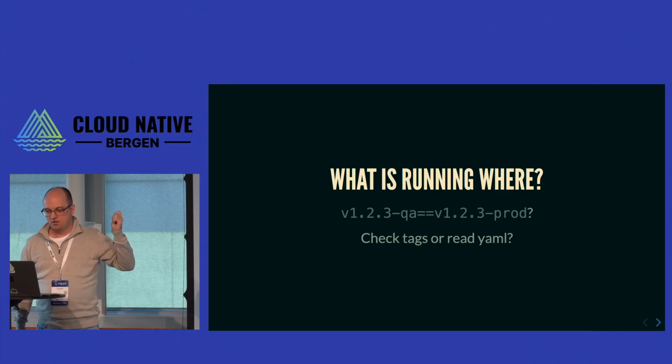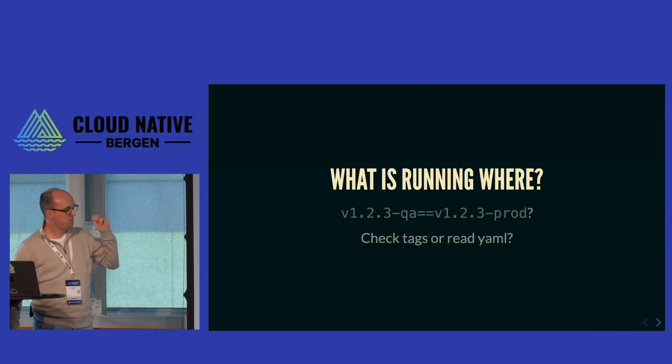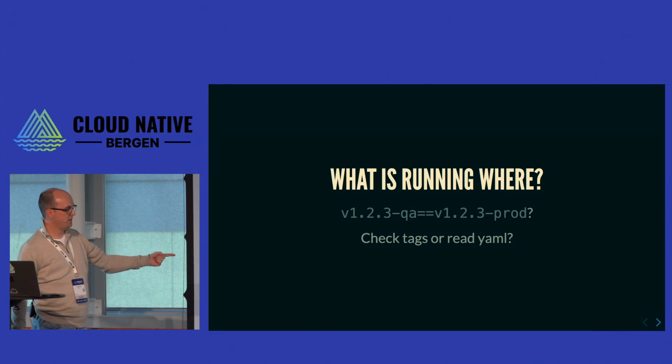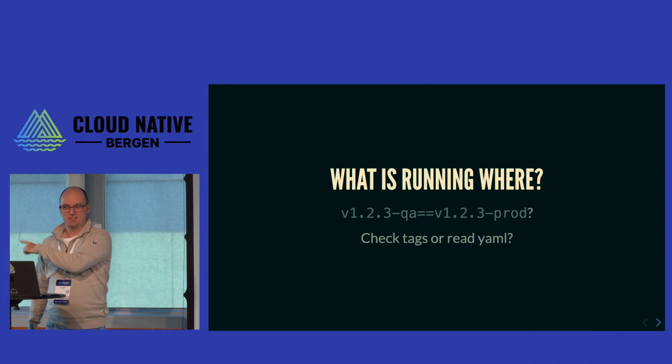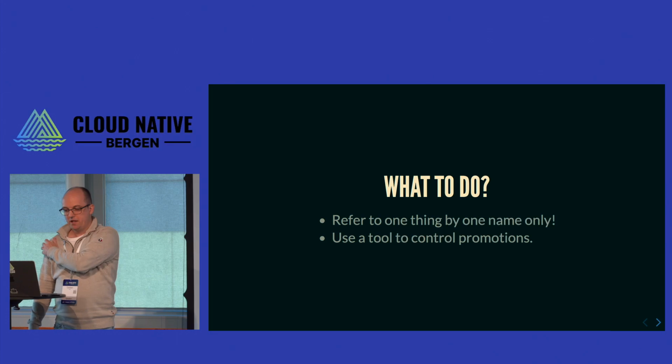Also, are we really sure that 1.3 QA is the same as 1.3 prod? I mean, they're just tags on the source code, so you have to go check somewhere that the digests are the same, or that these tags point to the same commit in the Git repo. But just because they point to the same commit in the Git repo doesn't mean that the Docker images actually are the same. So is there something else we can do?